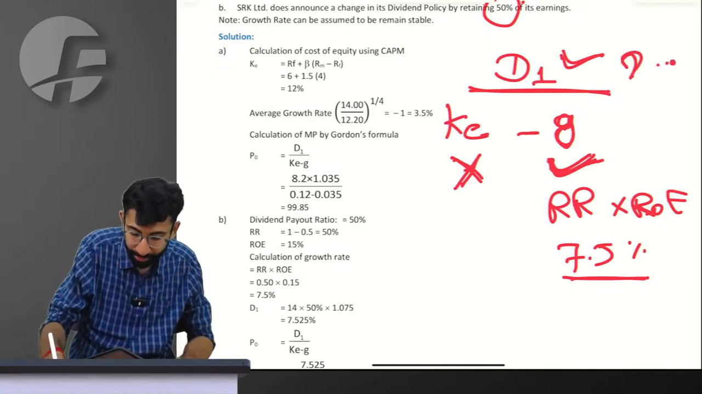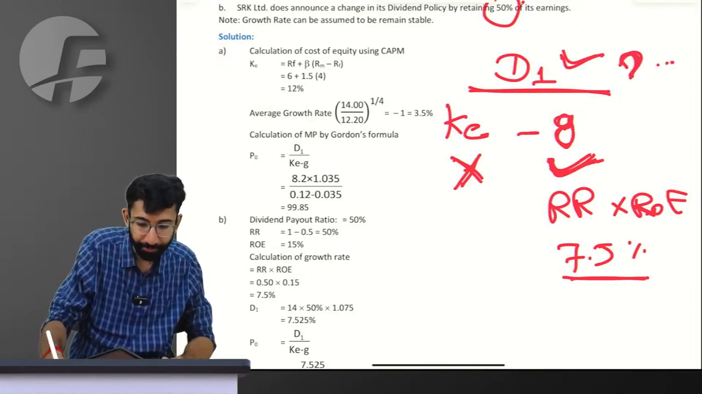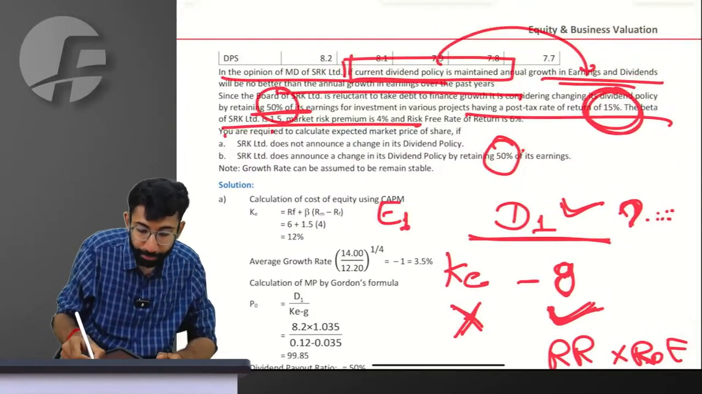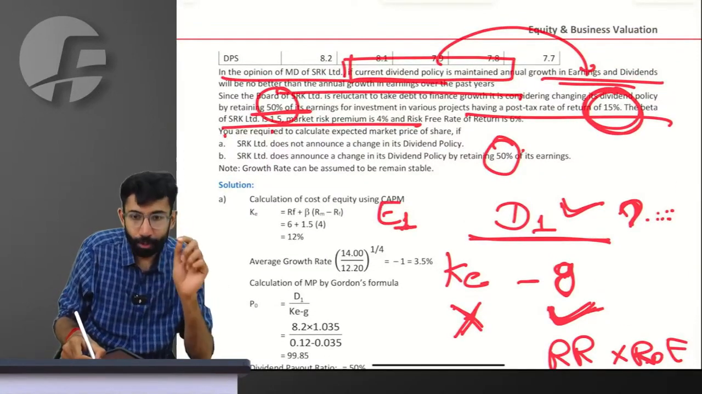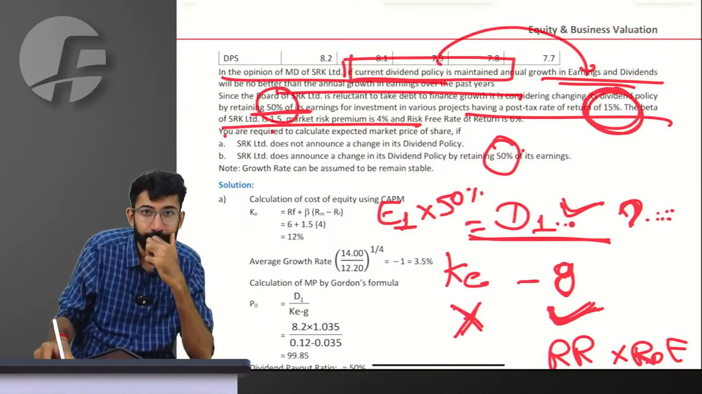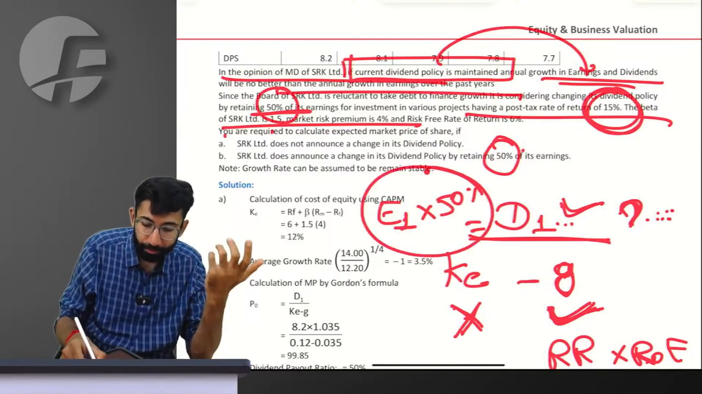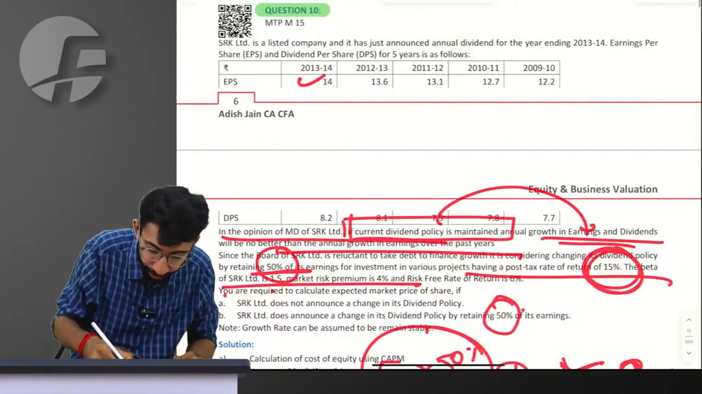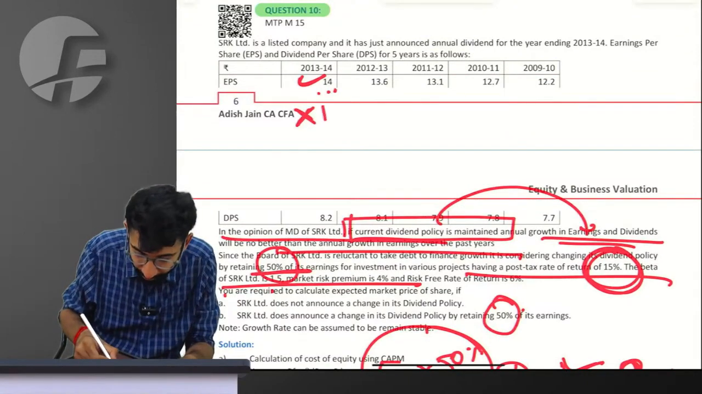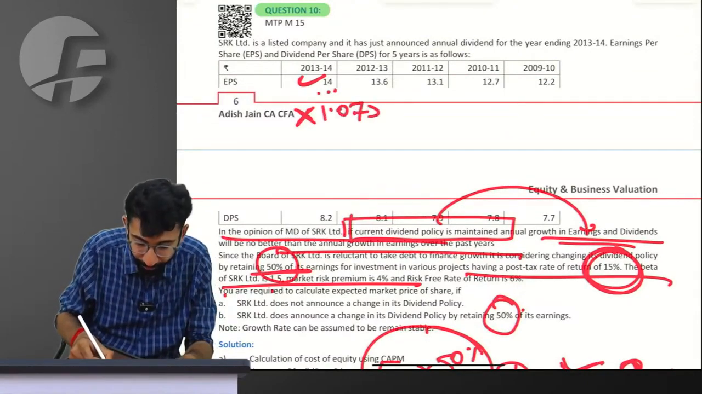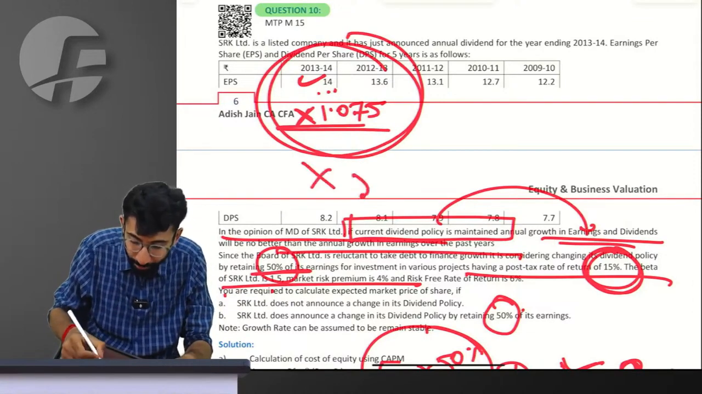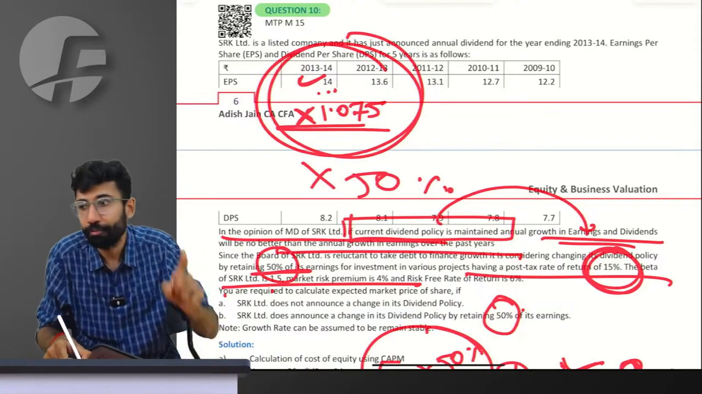Think about the revised dividend. Do you agree? I need to find the new EPS. I need to find the first year's EPS, of which 50% will be the dividend. How do I find the first year's EPS? I have 14 rupees as the EPS of year 0. So 14 rupees of EPS grown at 7.5% will give me the EPS of the first year. Multiplied by 50%, it will give me the dividend of the first year.